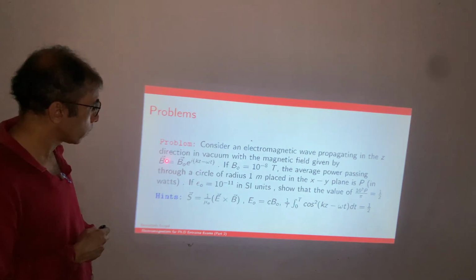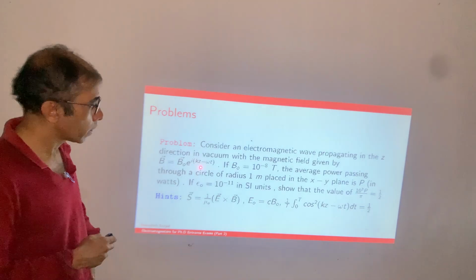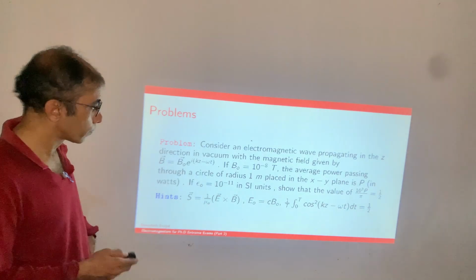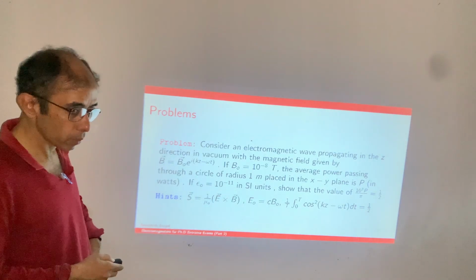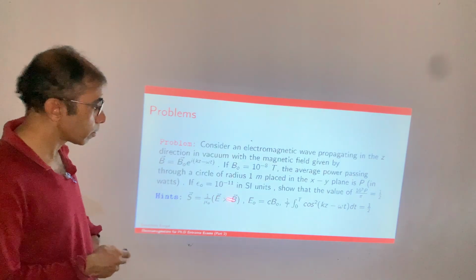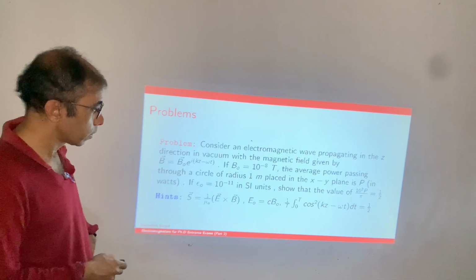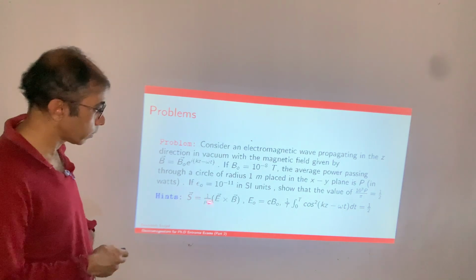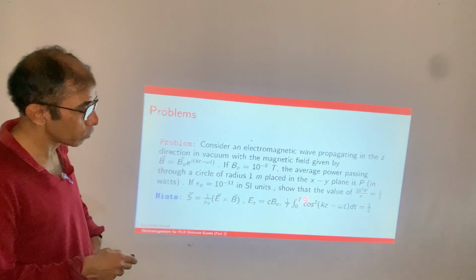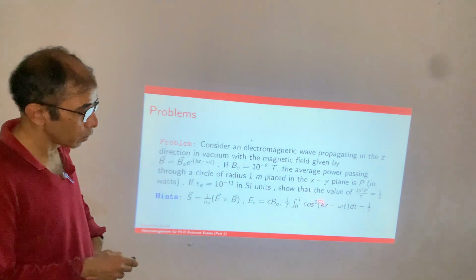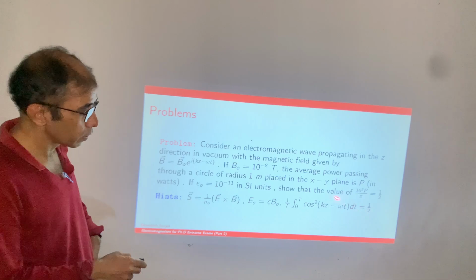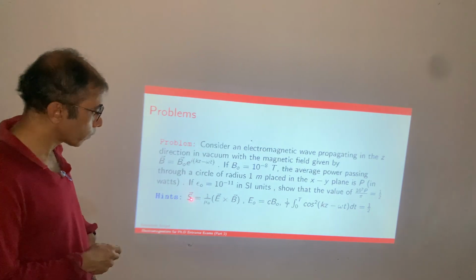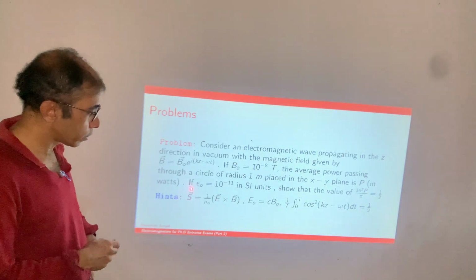So if B naught is given, we say B is equal to B naught cos(kz minus omega t), then E is equal to E naught sin(kz minus omega t), cos(kz minus omega t), and E and B are mutually perpendicular, you know that. So from there, you can find the Poynting vector average, and remember we have to do a time average over one period. If you work out this expression, we will get half. Check. So you will get S average.